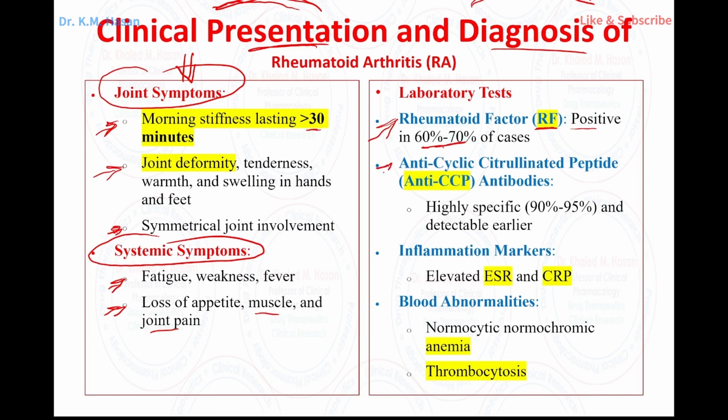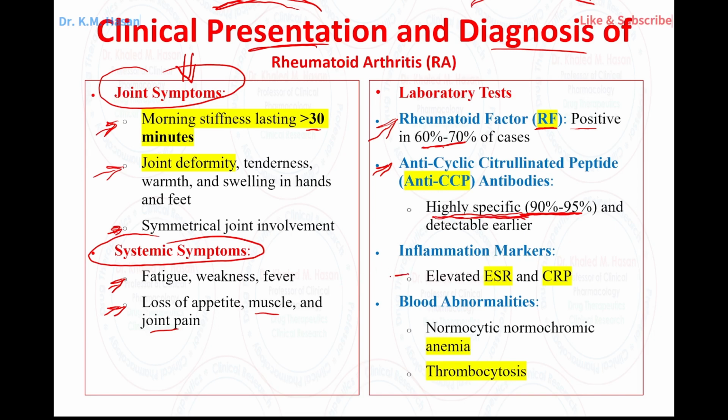Another blood test we can do for the patient is anti-cyclic citrullinated peptide, anti-CCP antibody. This will be a highly specific result. When you do this test, it's like 90 to 95% positive. So the highly specific test for rheumatoid arthritis will be anti-CCP, and this may lead to the diagnosis in 90 to 95%. So this is considered a highly specific blood test for the patient.